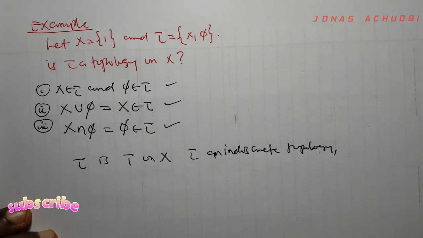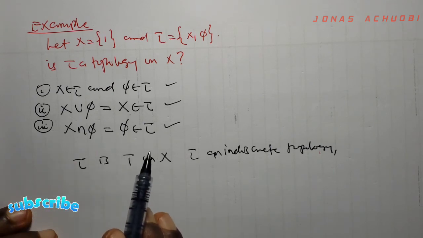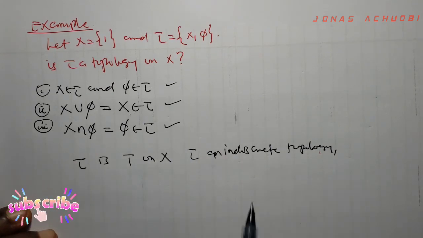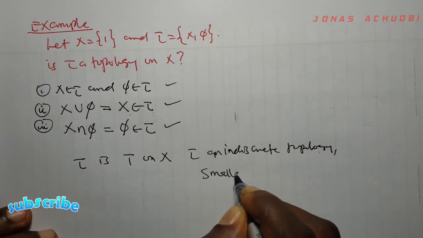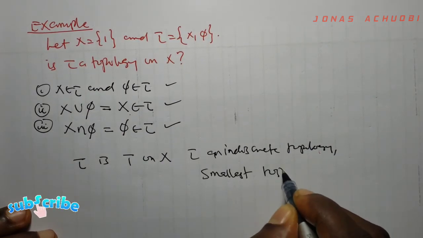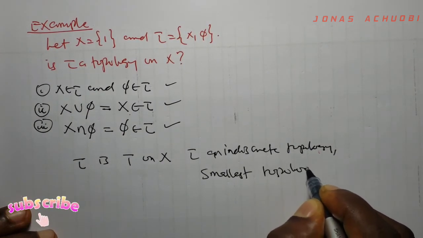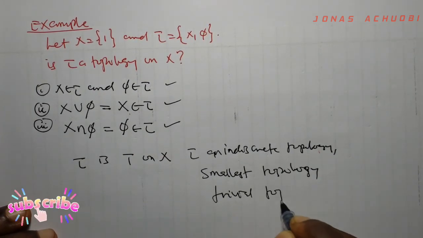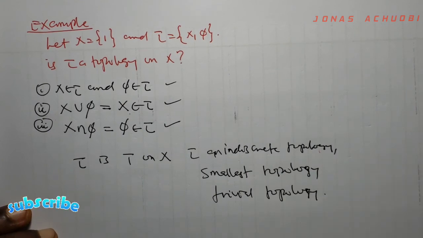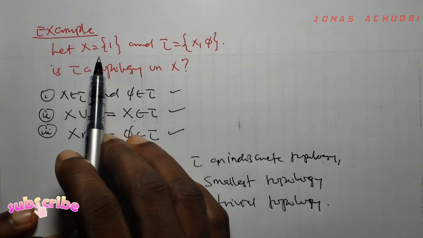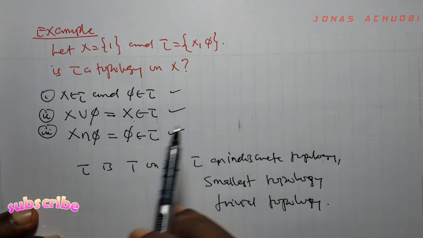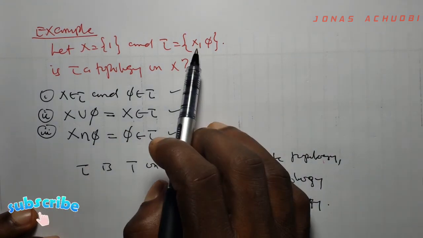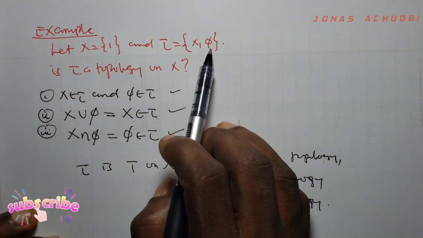And just like we remarked earlier, that the discrete topology is the largest topology that exists, the indiscrete topology, on the other hand, is the smallest. It is the smallest topology that exists, and it is also called the trivial topology. So what it means is that for every non-empty set given to us, the smallest topology that set can have is the set itself and what? The empty set.